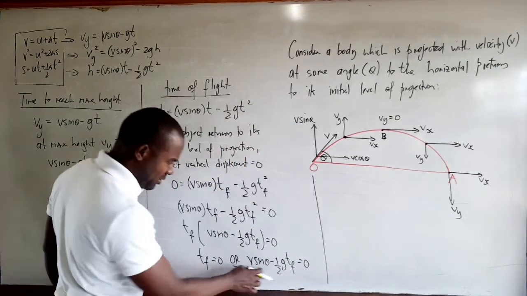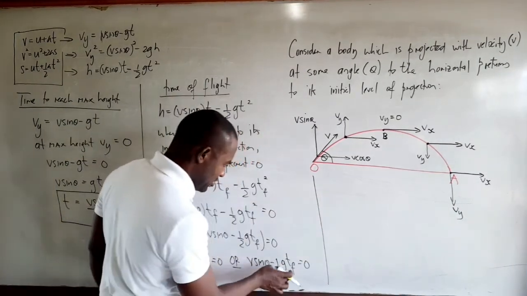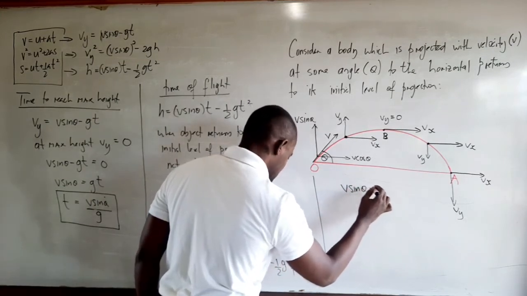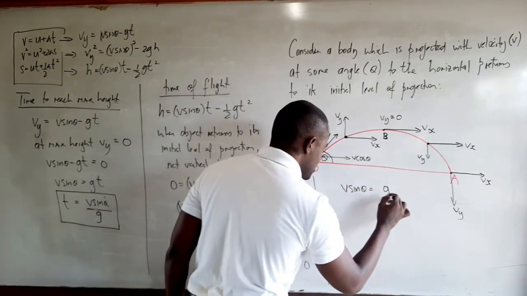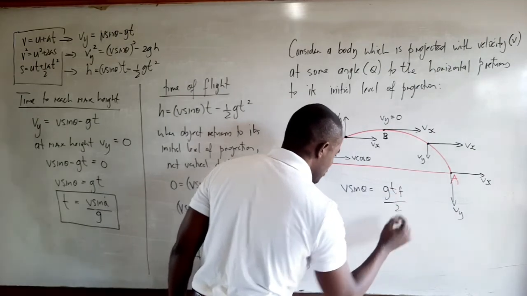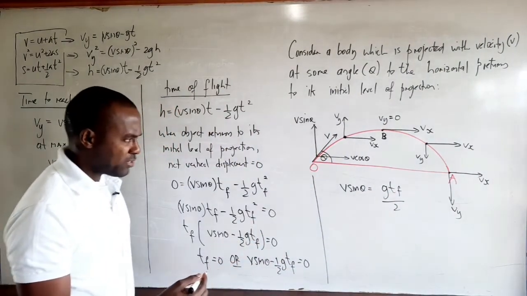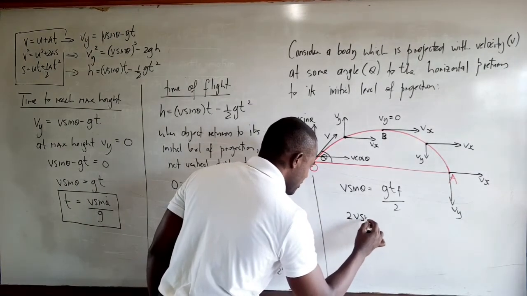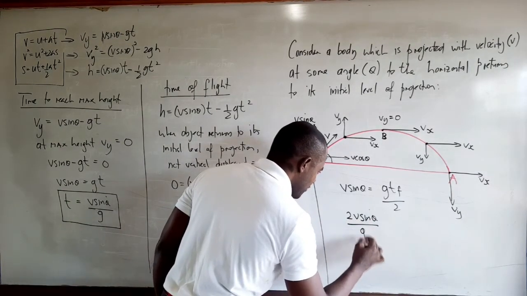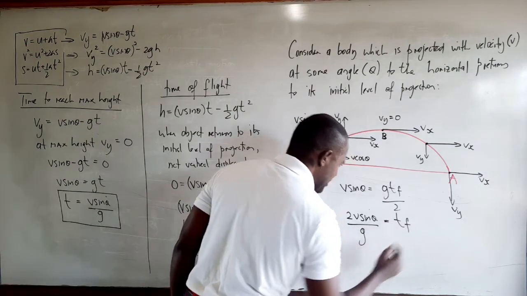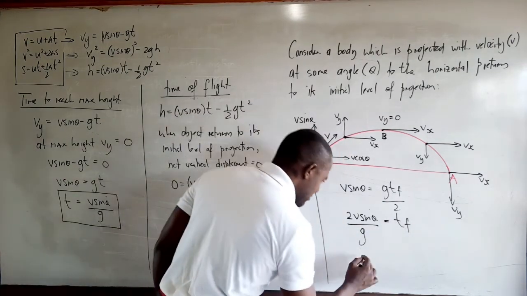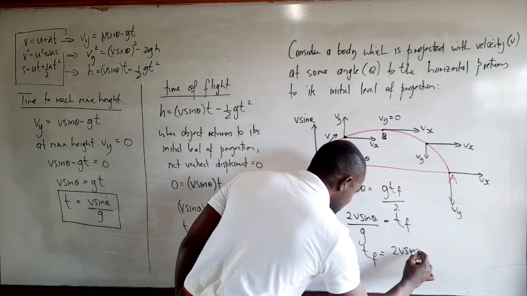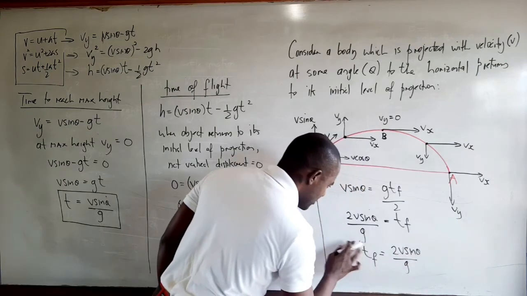So continue with this piece. Bring this over to the other side. We see that now v sin theta is equal to, let's say, g t_f over 2. We then multiply both sides by 2 and then divide through by g. We get that 2 v sin theta over g is equal to the time of flight, right? So therefore the time of flight t_f is equal to 2 v sin theta over g.